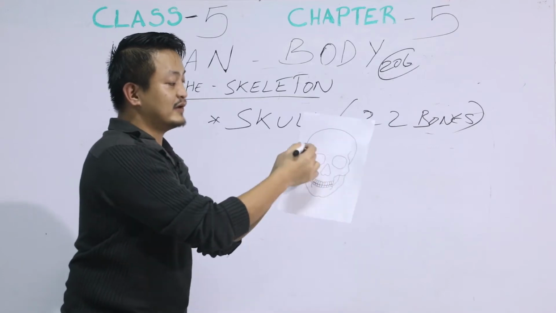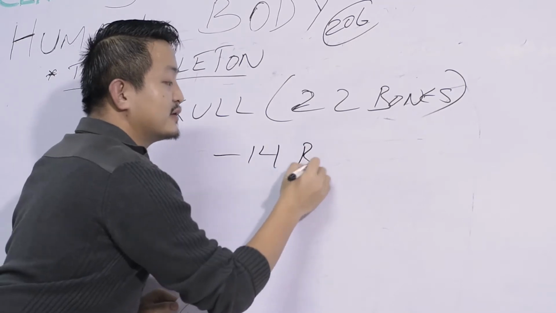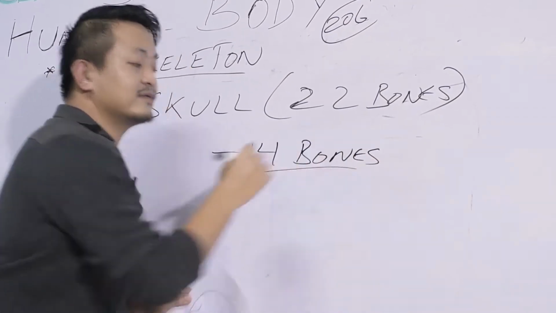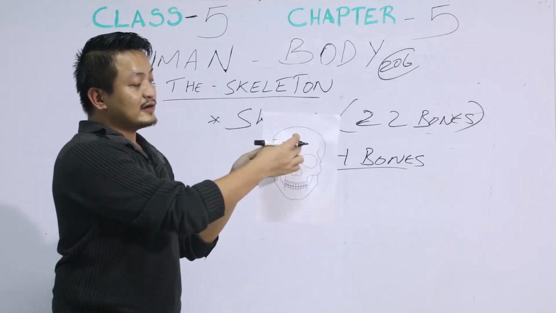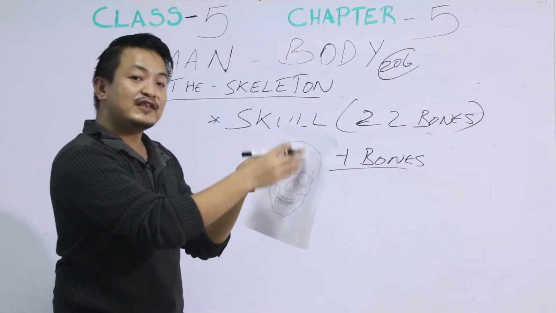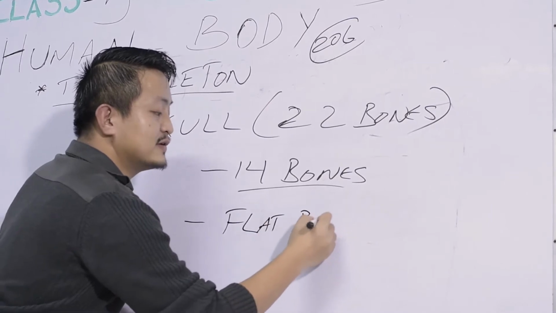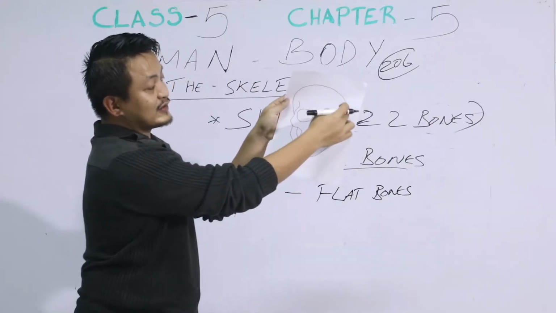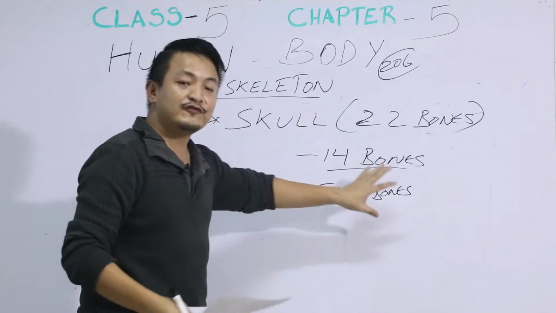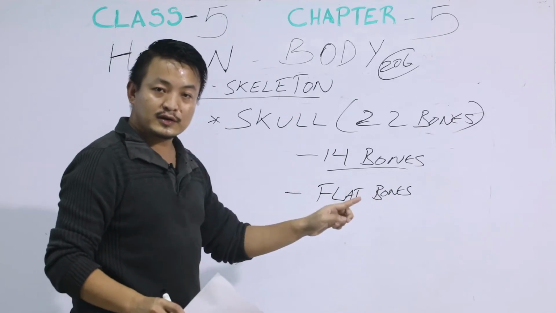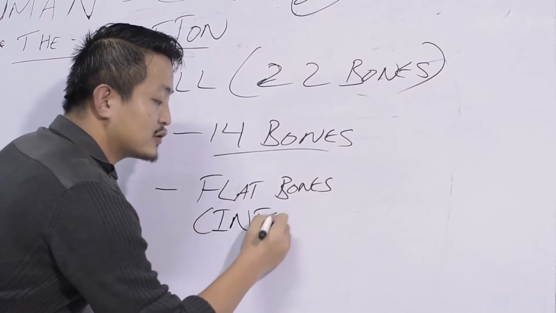Now the facial part is composed of 14 bones. Clear? These facial parts are composed of 14 bones, and then here we have flat bones, okay? Apart from the facial bones, the other bones on this upper side are flat bones. Those are joined and interlocked. Okay, flat bones interlock.